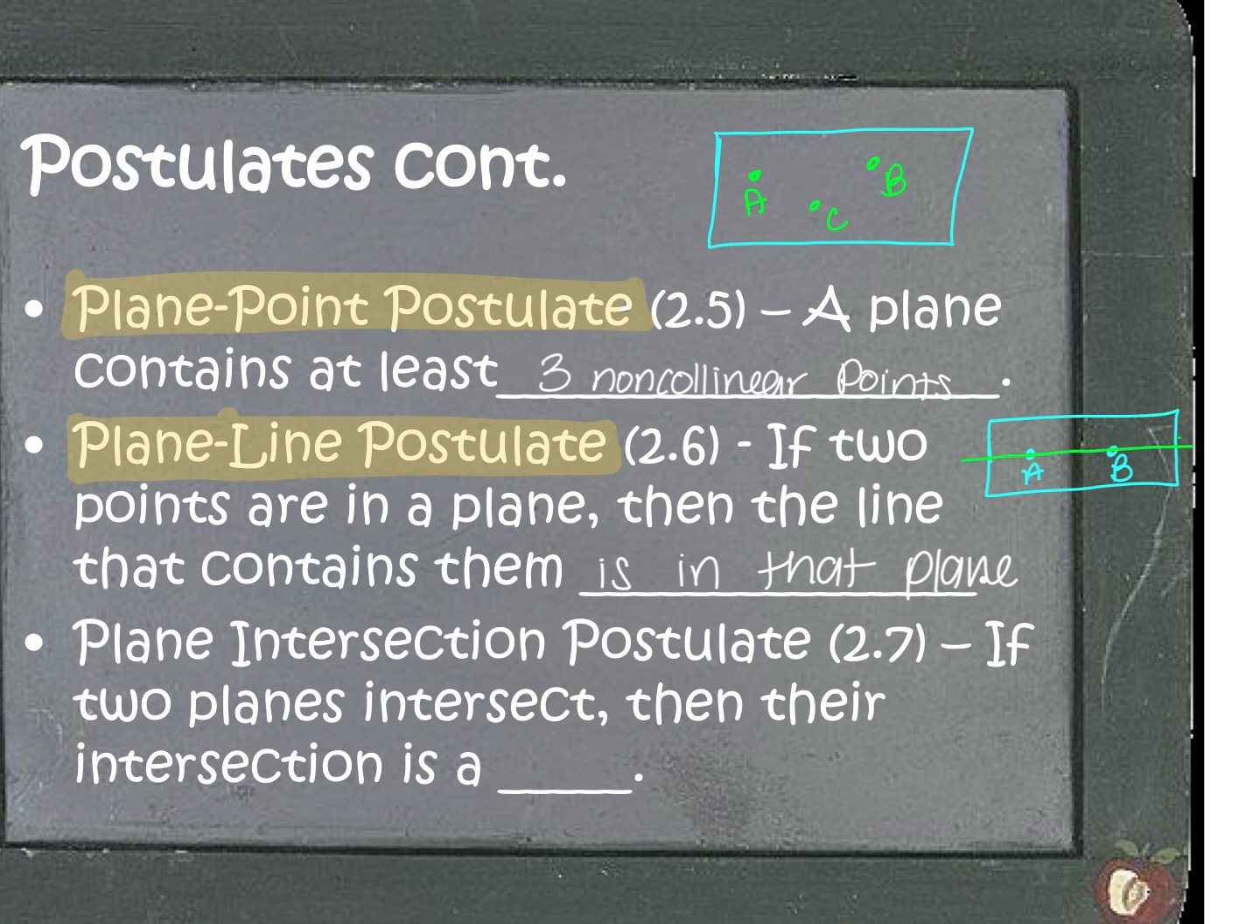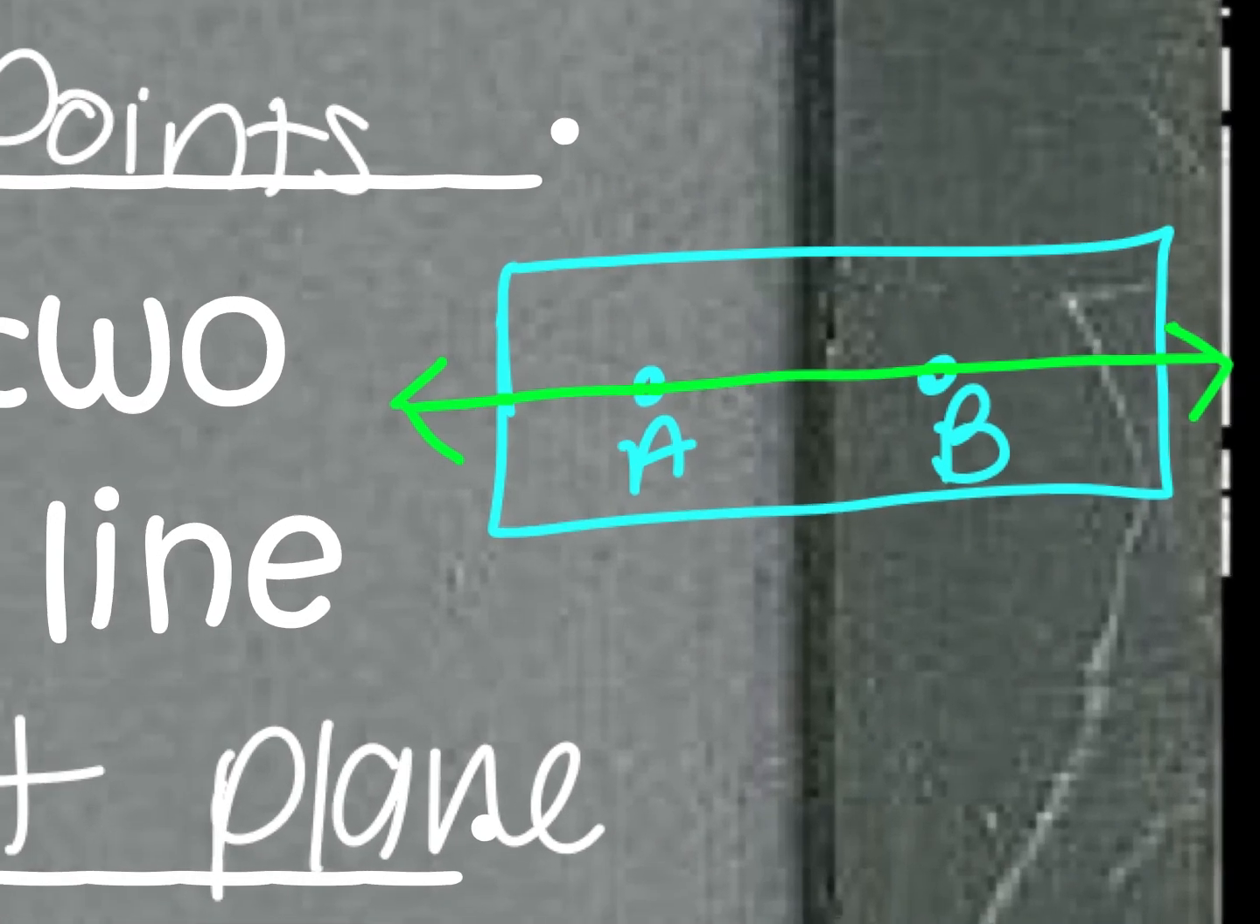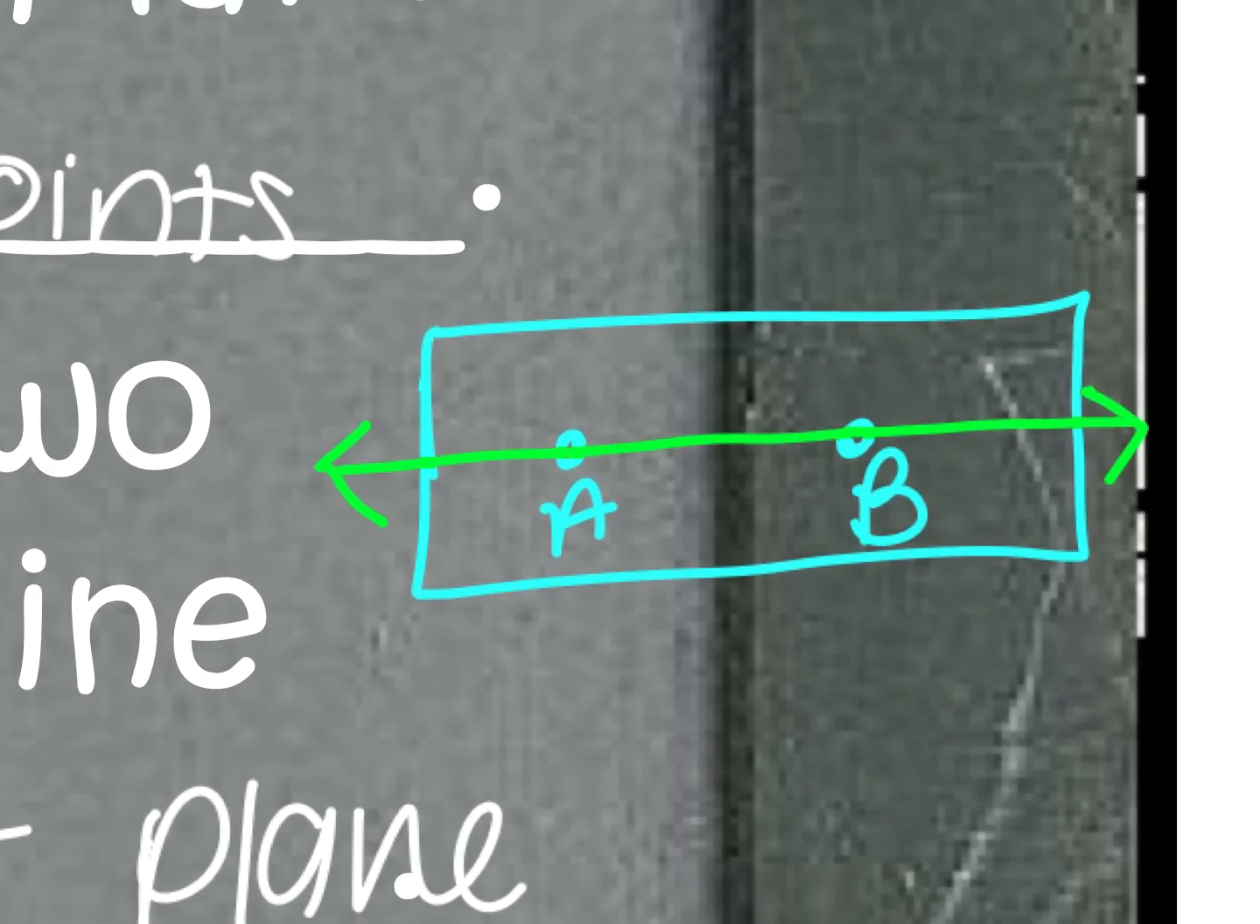So I'm going to draw a line through my points, and it's just saying that line is also going to be on the same plane. Okay, so this line is also on the plane with my 2 points.